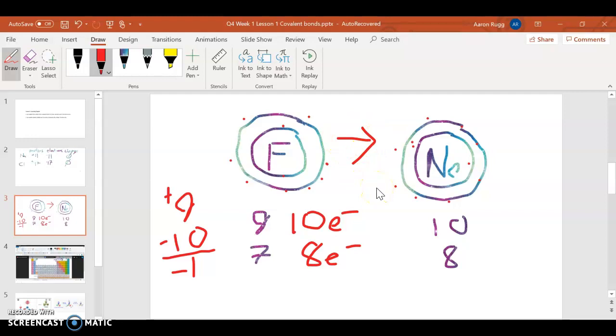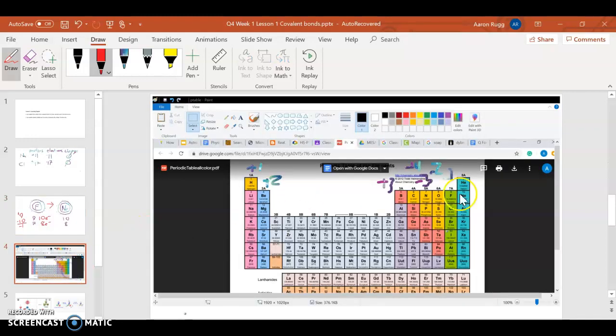Cations and anions are trying to become like these noble gases. All right, so that's the why. All right, the next video is going to be the how to figure out the charges. All right, good job.